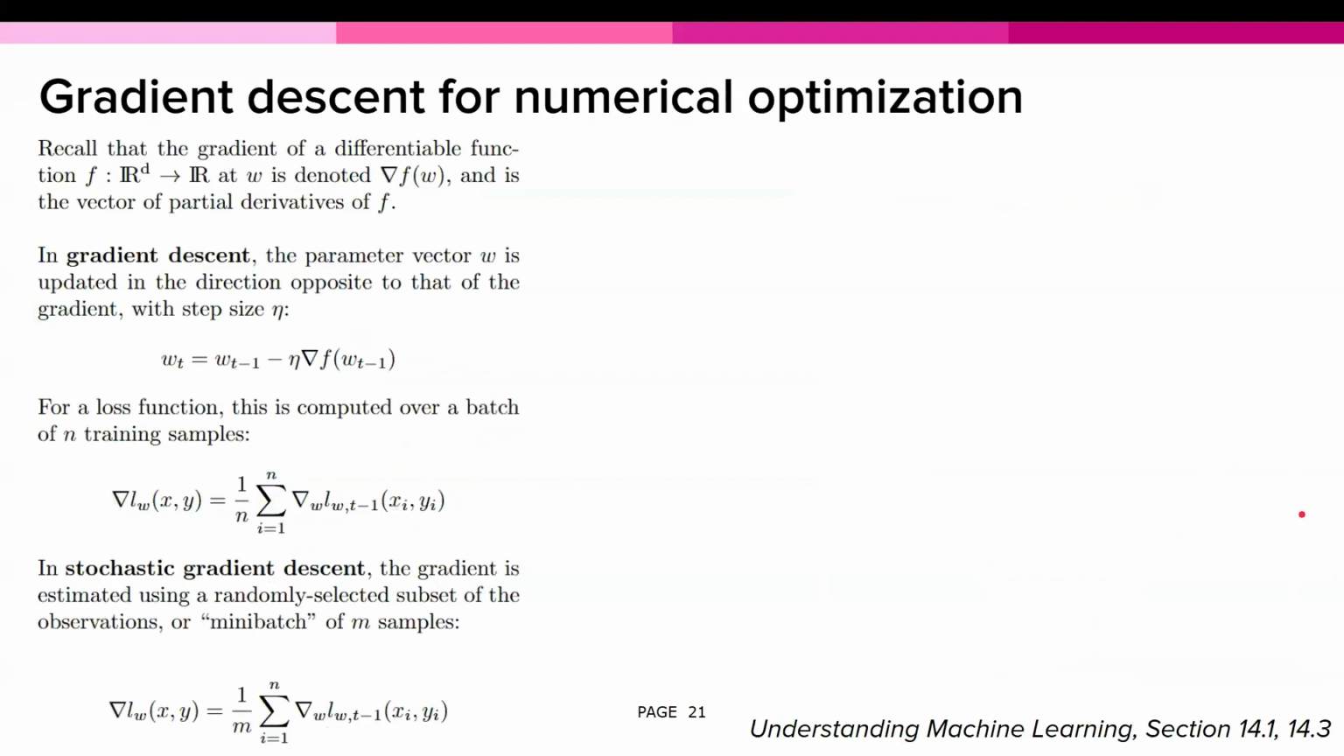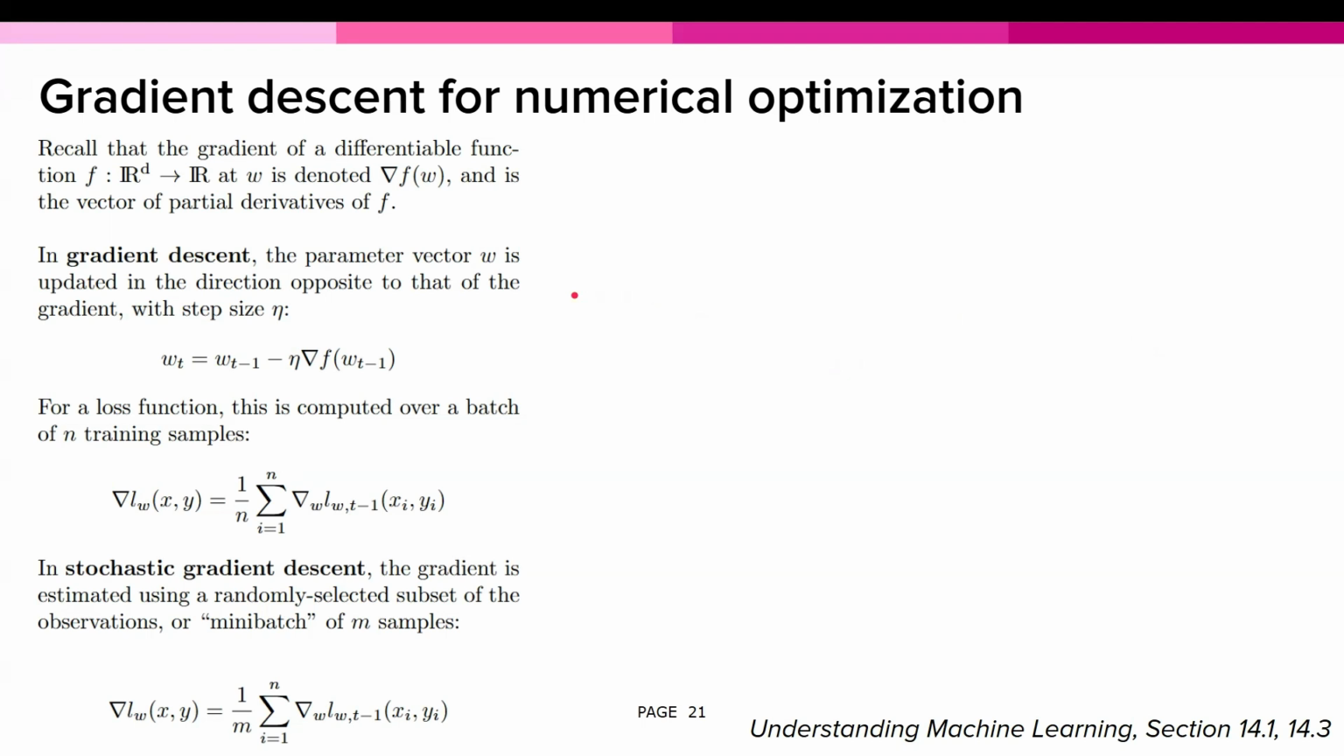Okay, so I mentioned that we can't analytically solve for the parameters that minimize cross-entropy loss. And so what we need to do instead is use something called numerical optimization methods. Two of these are gradient descent and stochastic gradient descent.